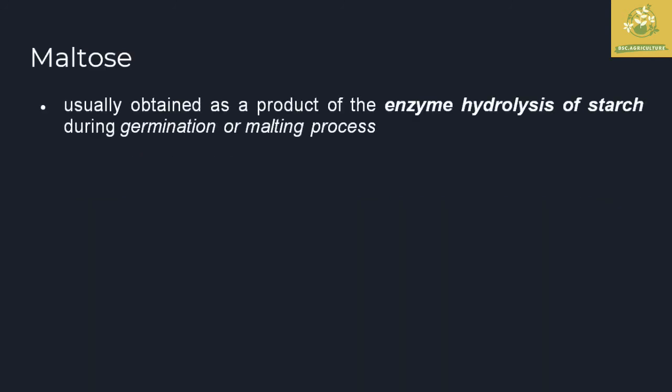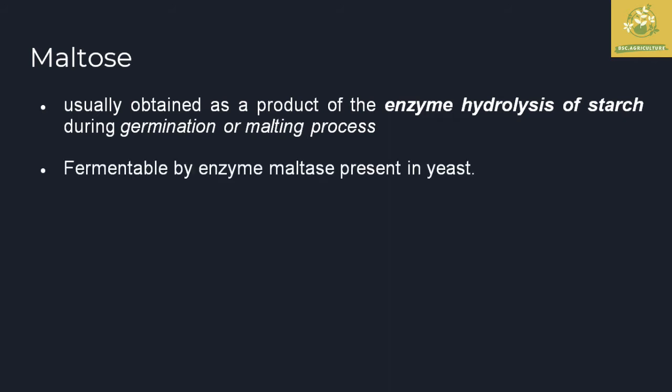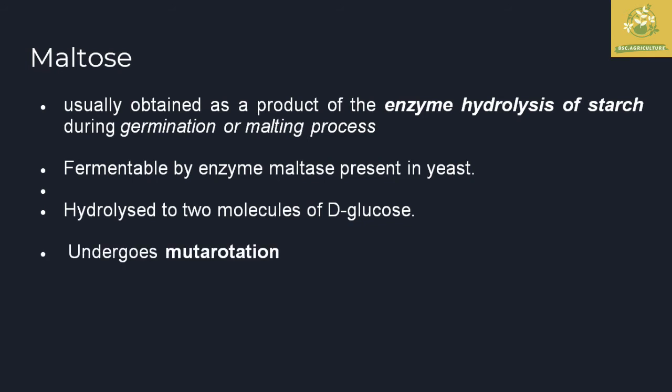Maltose is usually obtained as a product of the hydrolysis of starch during germination or malting, and it is fermented by the enzyme maltase in the presence of yeast. Maltose is formed by the hydrolysis of starch into two molecules of D-glucose units, and it undergoes mutarotation in this process.